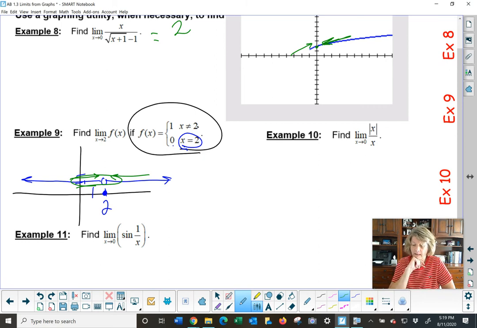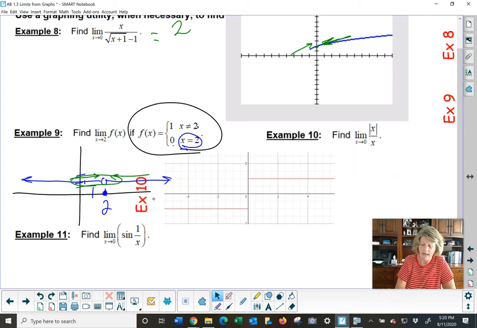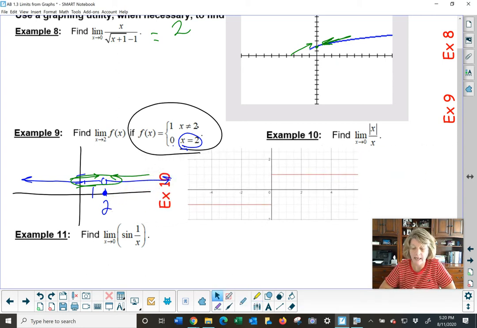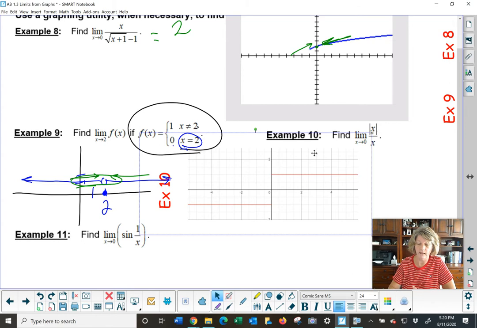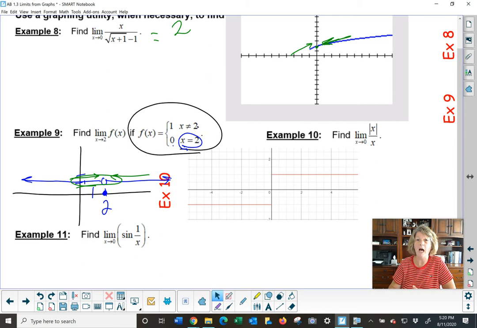All right. Example 10. You can put this in your graphing calculator. Do so. Hit pause. Go put it in there. I've already done that work. I'm going to pull out my example, and I got a graph that looked like this. From the left of 0, it looks like I get -1. From the right of 0, I get 1. It's a very common function to be used by the AP. We will see these absolute values like this often.